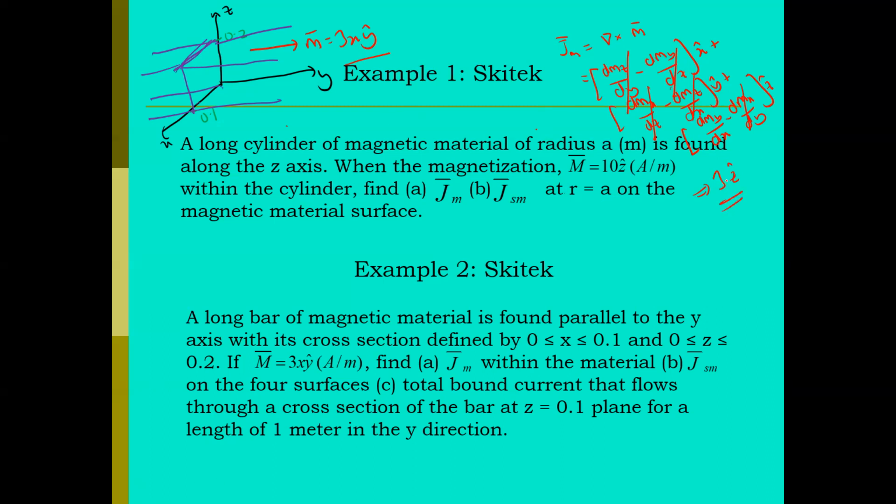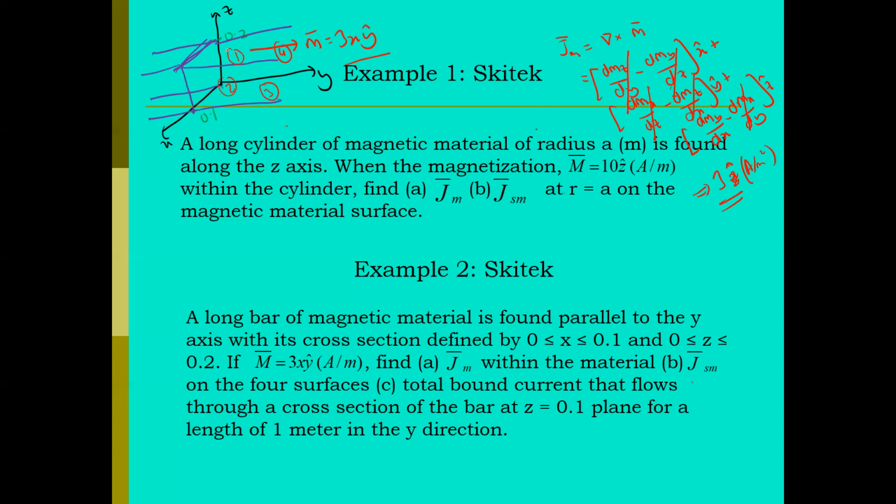That should be your volume bound magnetization current density, Jm, which is in units of ampere per meter squared, because this is a volume current in your structure. Then we have to find the Jsm on the four surfaces. Since we have four surfaces related to the bar, we have surface number 1 at the top, surface number 2 at the side, surface number 3 at the bottom, and surface number 4 at the other side. So we need to find the Jsm for these four surfaces.